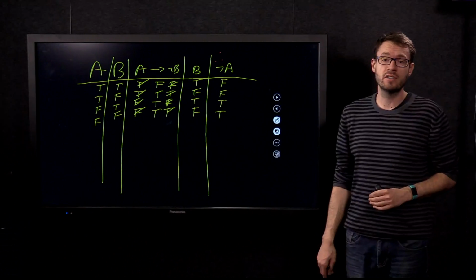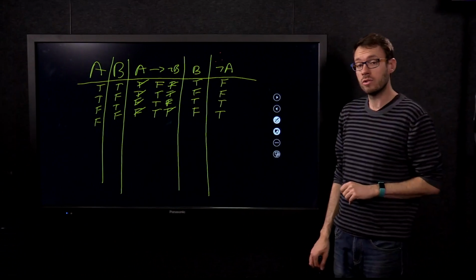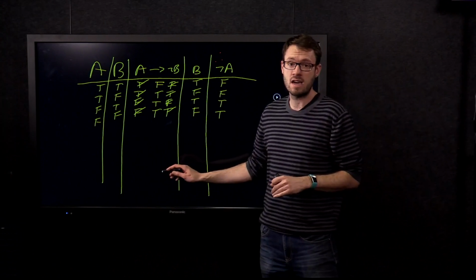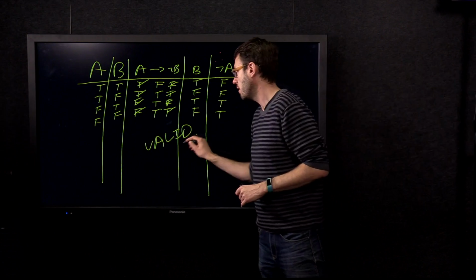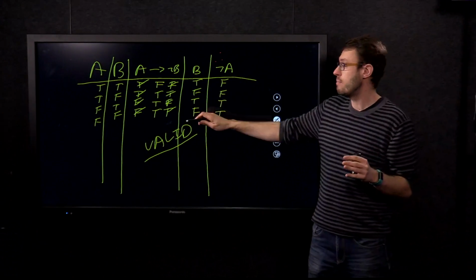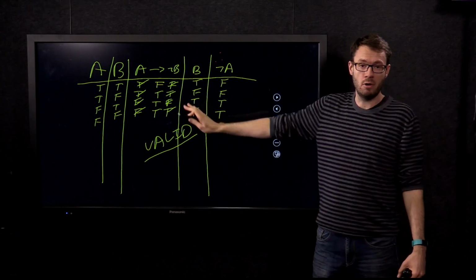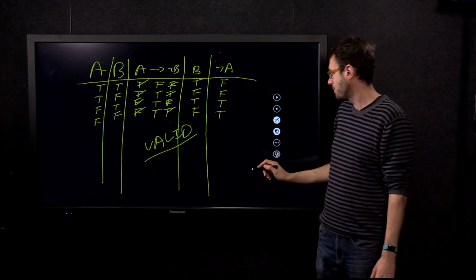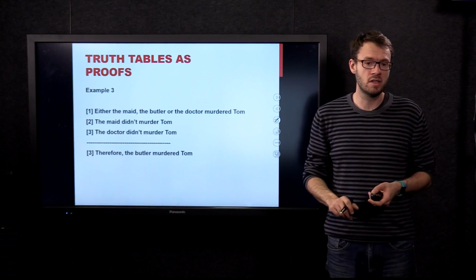We've checked all the rows, and because we haven't found any row in which the premises are true and the conclusion is false, we can conclude that the argument is valid. Right? It's impossible for the premises to be true and the conclusion false. And we can see that because we've written out all of the possibilities and we've checked them all one by one. So this is another valid argument. Okay, so that gives us two examples.